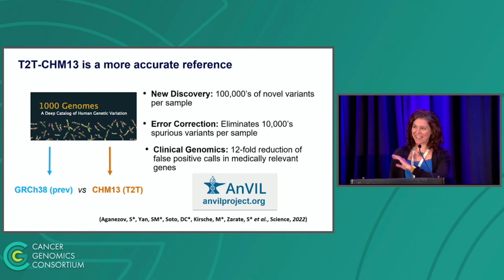And once again, so I can give you that 1,000-foot view, we're going to be talking about new discovery. We have hundreds of thousands of novel variants per sample that we're identifying in CHM13 that were not present in HG38. We've identified and eliminated roughly 10,000 spurious or falsely called variants that appear when you map to HG38 versus CHM13. And we're announcing that a roughly 12-fold reduction of these false positive calls happens in regions that are deemed to be medically relevant.